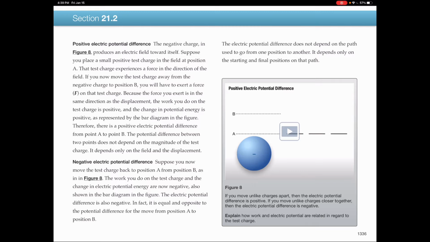So this figure 8 will help you in answering questions on the launch homework. We're going to look at differences in potential energy. We're going to look at differences in voltage, see how all these things work together.